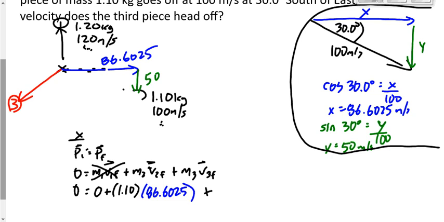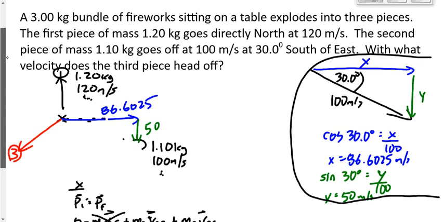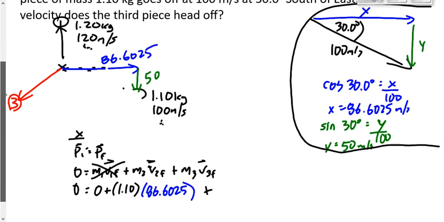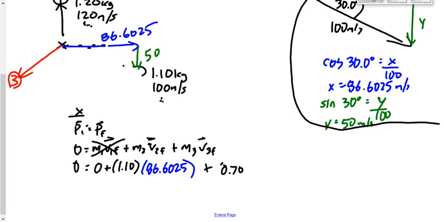Plus M3, which is, what is the third piece mass? The fireworks was 3. We had 1.2 go off one way, 1.1 go off another way. 0.7 is left for piece number 3. So we solve for V3F here. That works out to be negative 136.0896. Make sense?